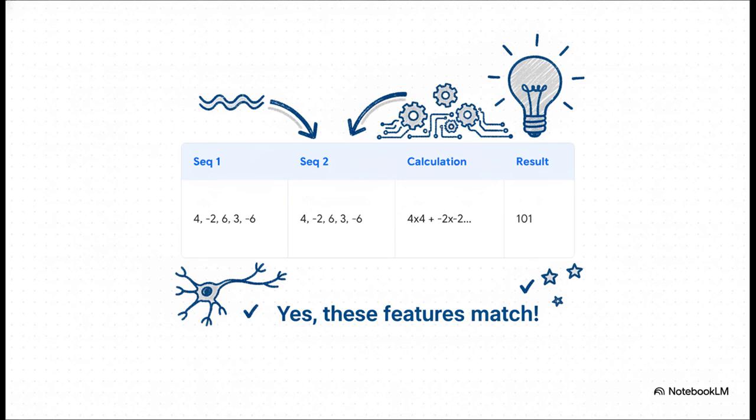Imagine we have two perfectly identical sequences of numbers, 4, -2, 6, 3, and -6. To find their similarity, the machine runs a dot product, which just multiplies each corresponding pair and adds the whole thing up. So 4 times 4, plus -2 times -2, plus 6 times 6, and so on. The math here gives us a result of 101. Because our two sequences match perfectly, the calculation spits out a really high score. And that high correlation tells our artificial neuron, yup, absolutely, these features are a match.